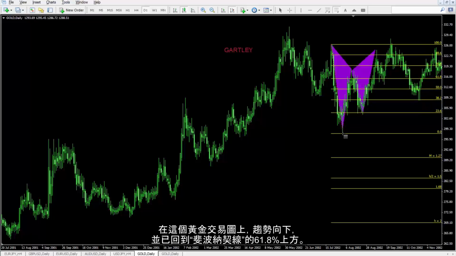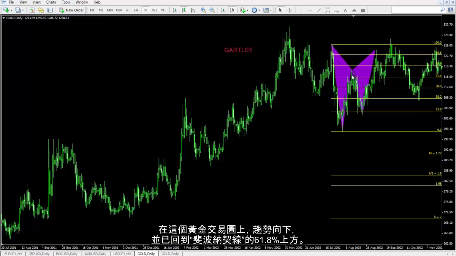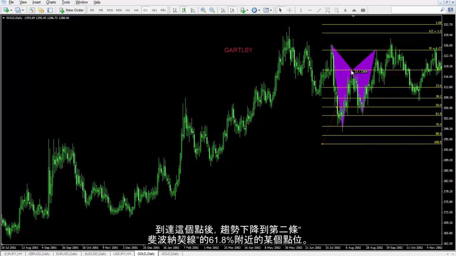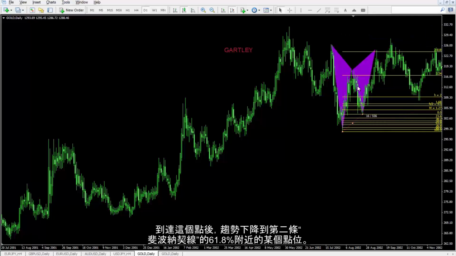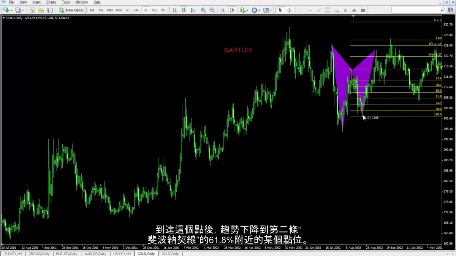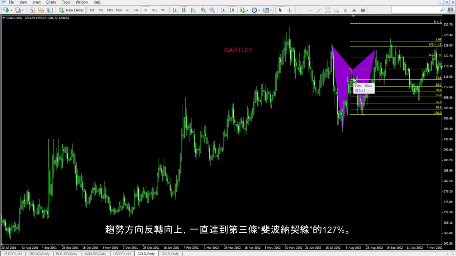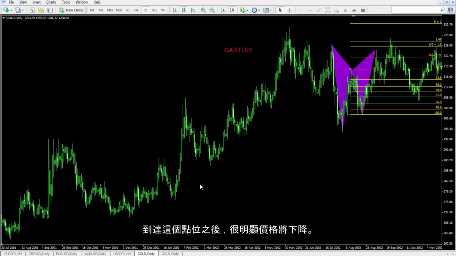On the gold chart, there is a downward trend that has returned over 61.8% of the Fibonacci level. After it has met this point, trend declined to a certain spot which is around 61.8% of the second Fibonacci. Trend direction changed towards the top until it reached 127 of the third Fibonacci. After this point, it was apparent that price would decrease.